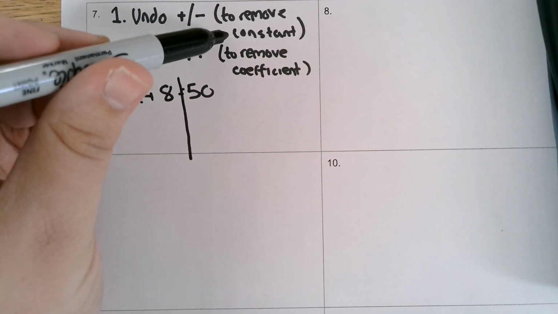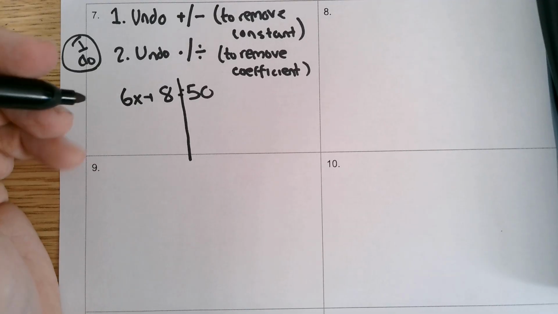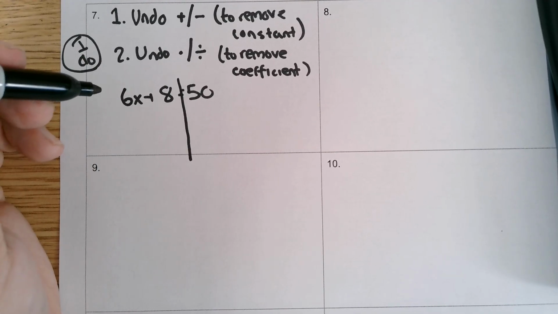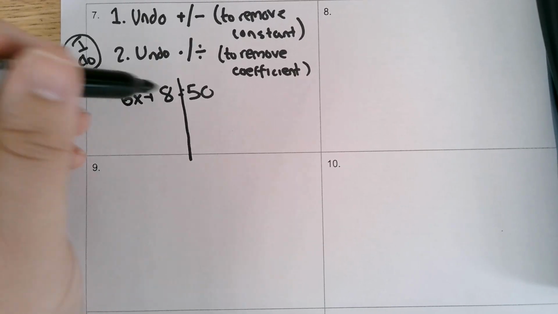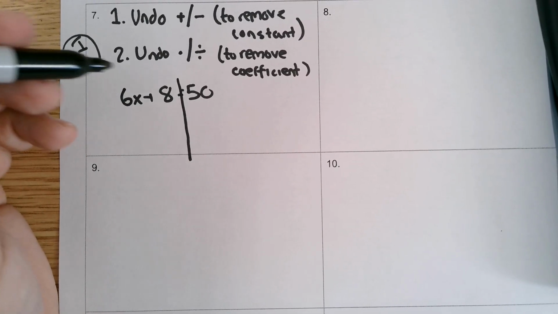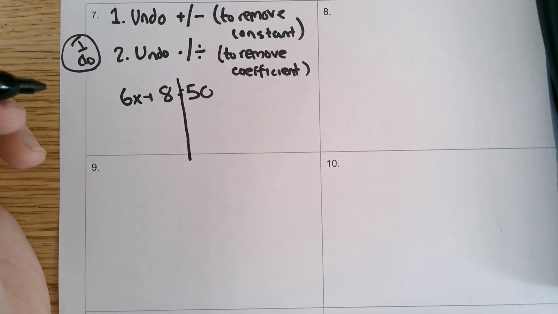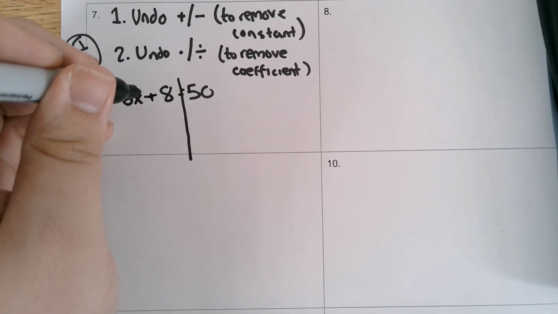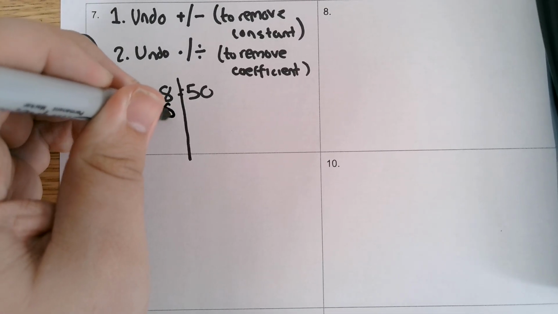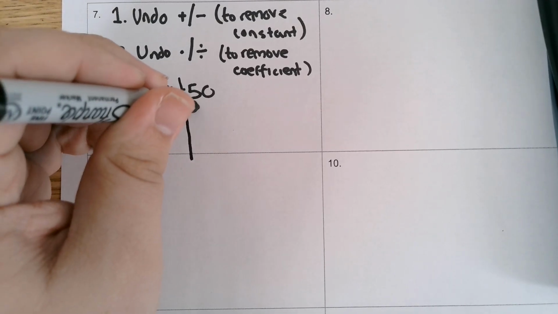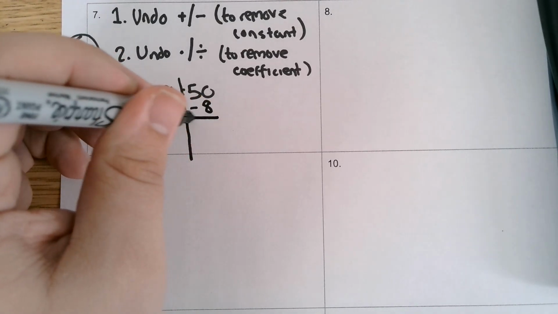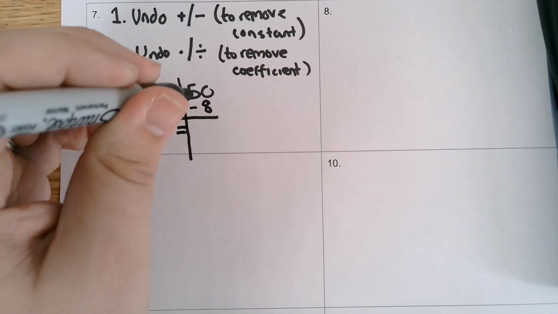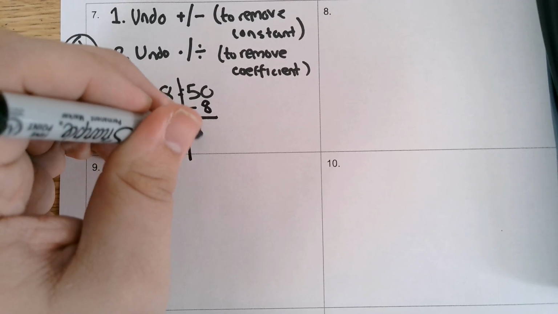So I want to get rid of my constant. Which one? Remember, the goal is to get x by itself. So I'm going to ask myself, which one of these is the constant on the same side of the fence as x? The answer is 8. So I'm going to use my inverse operation. The inverse of addition is subtraction. I'm going to remember that what I do to one side of the fence, I got to do to the other side. So that leaves me with 6x equals 50 minus 8 is 42.